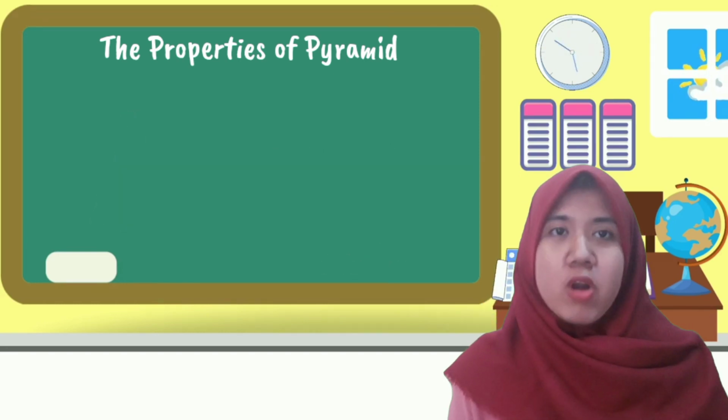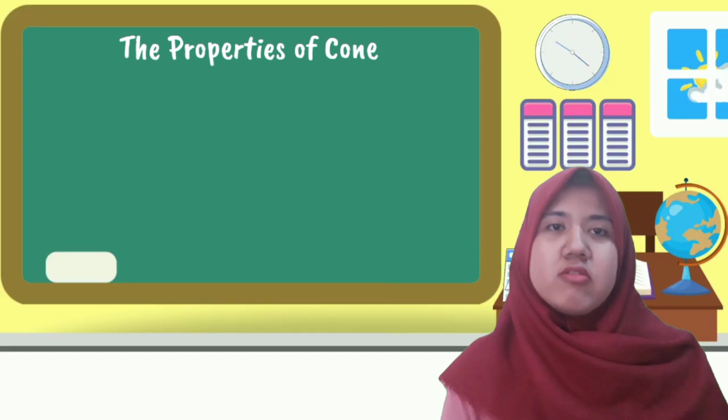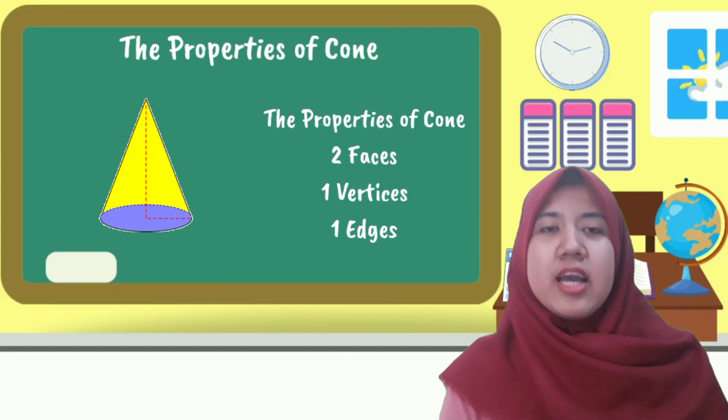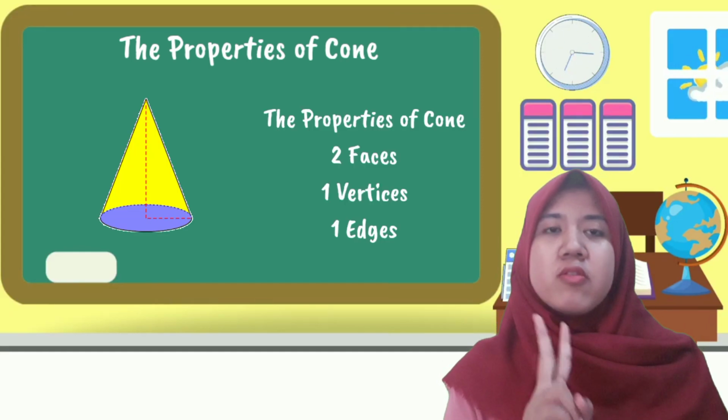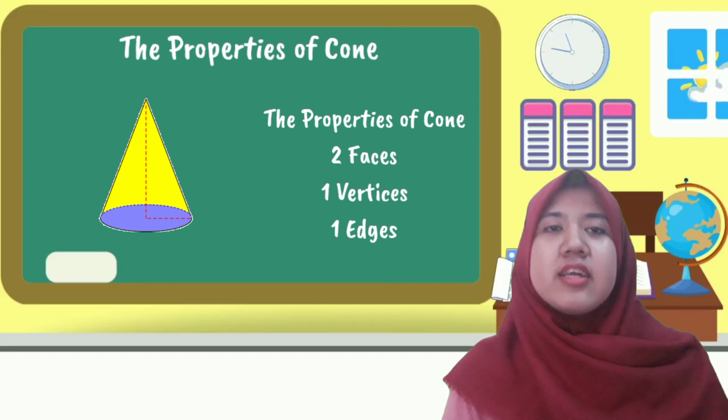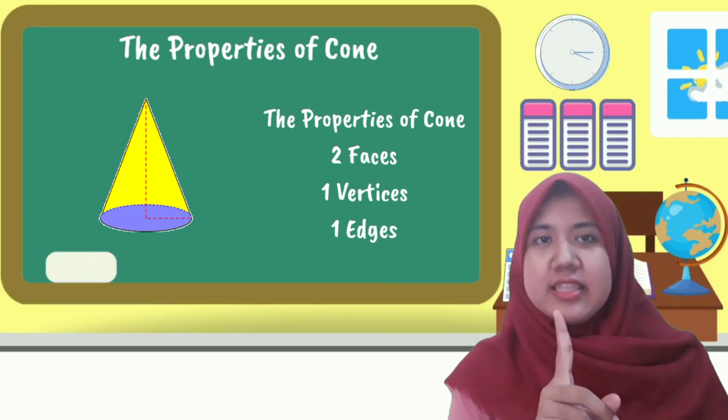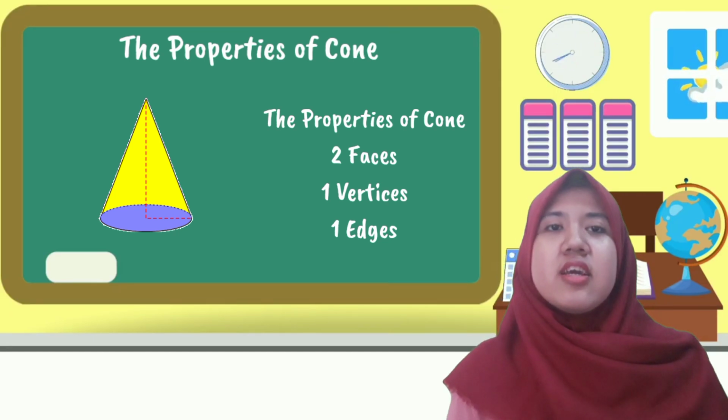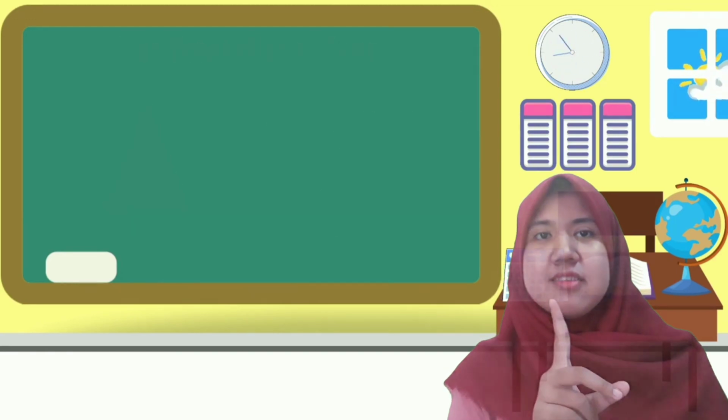Next, about the properties of a cone. A cone has 2 faces, 1 edge, and 1 vertex.